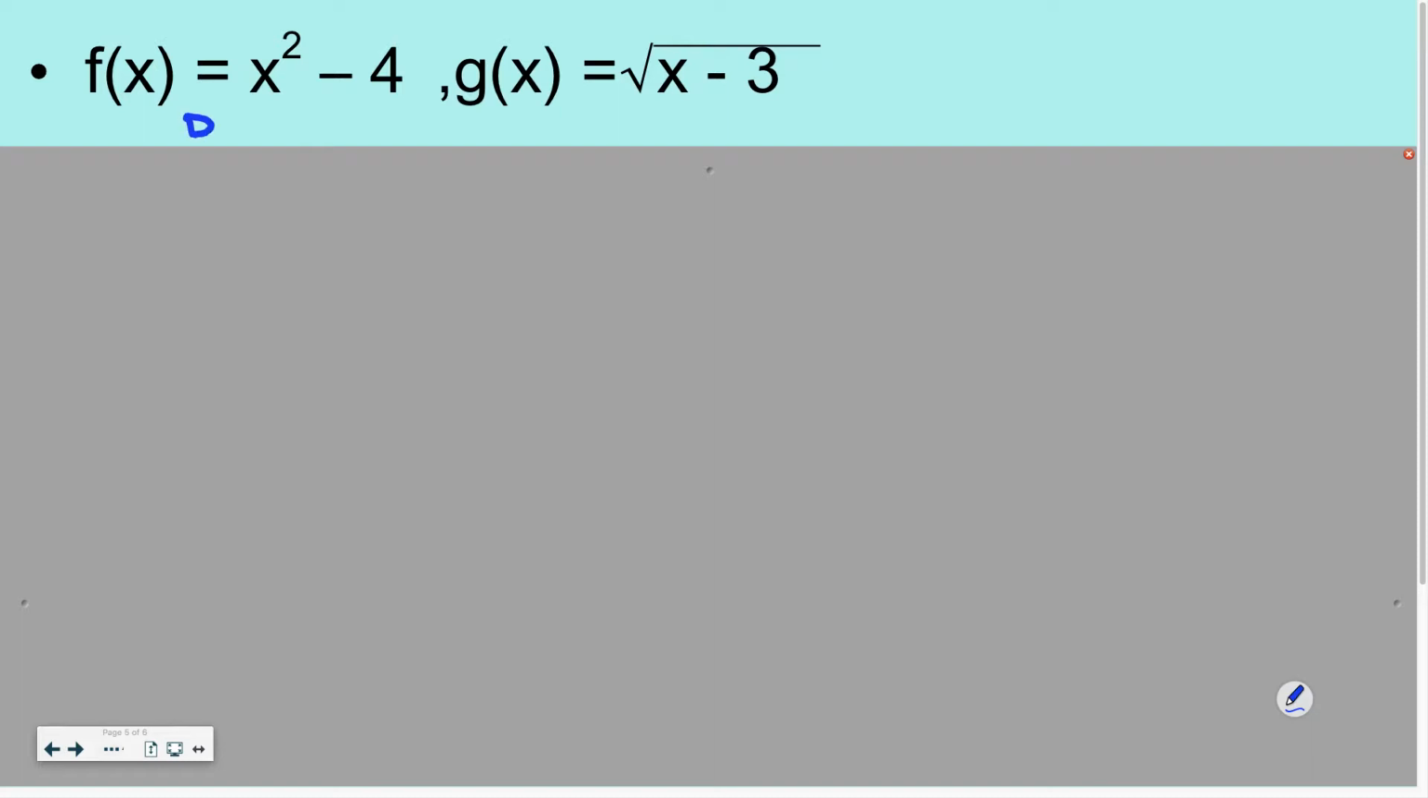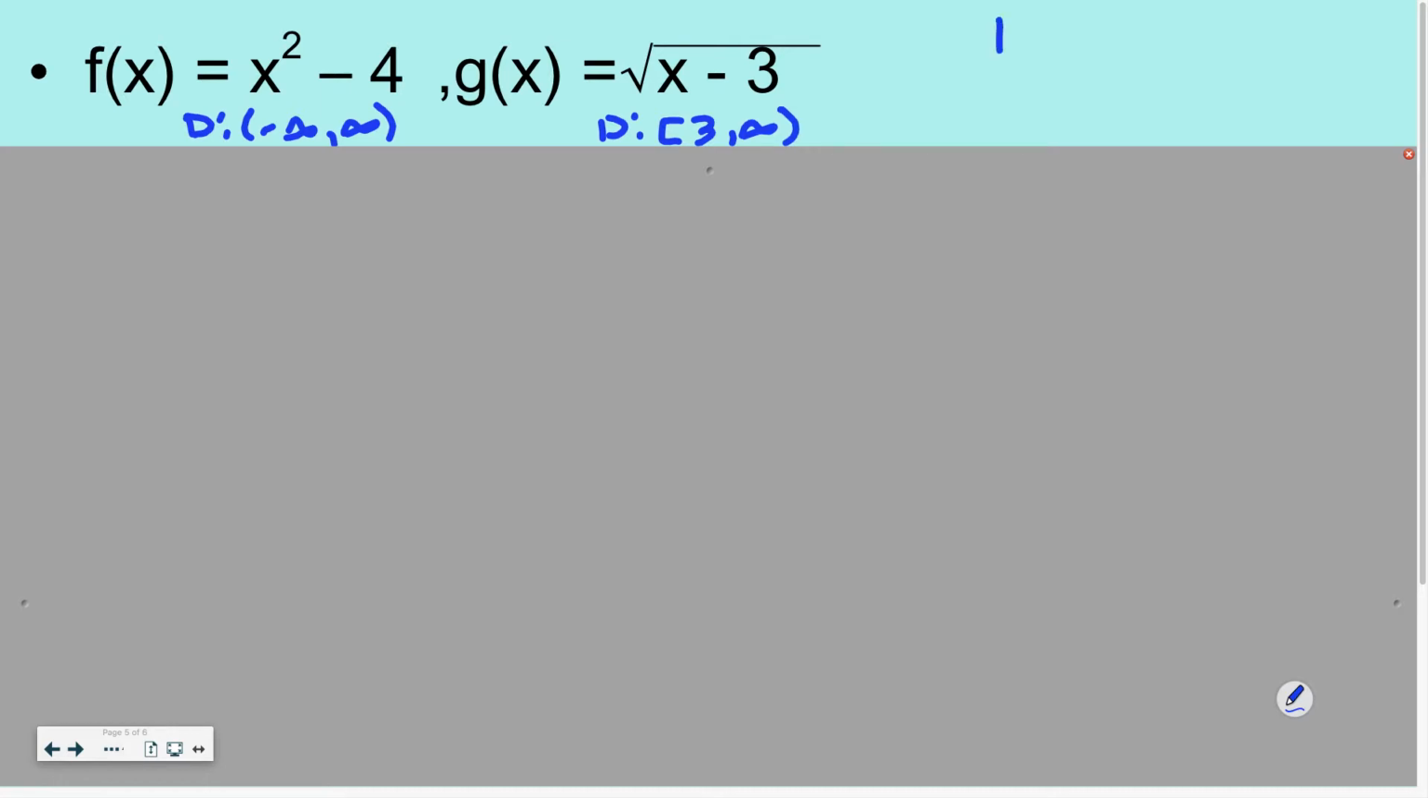f is x squared minus 4. Reagan, what would be the domain of x squared minus 4? All real numbers. All right, now here's a time where our transformation of functions is going to help us answer a question without actually having to do a lot of work. So g is radical x minus 3. That's a square root shifted right 3. What's its domain? Yep.